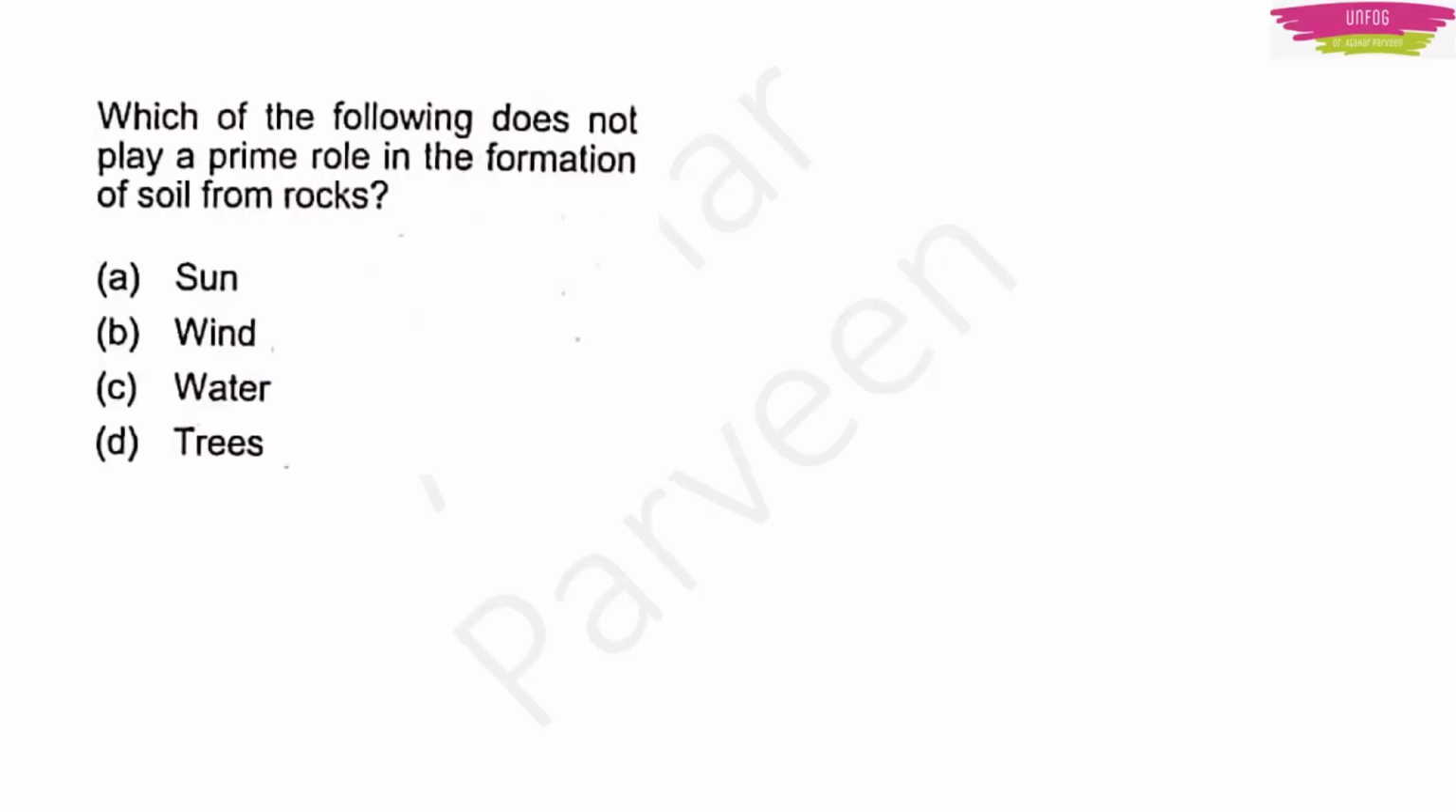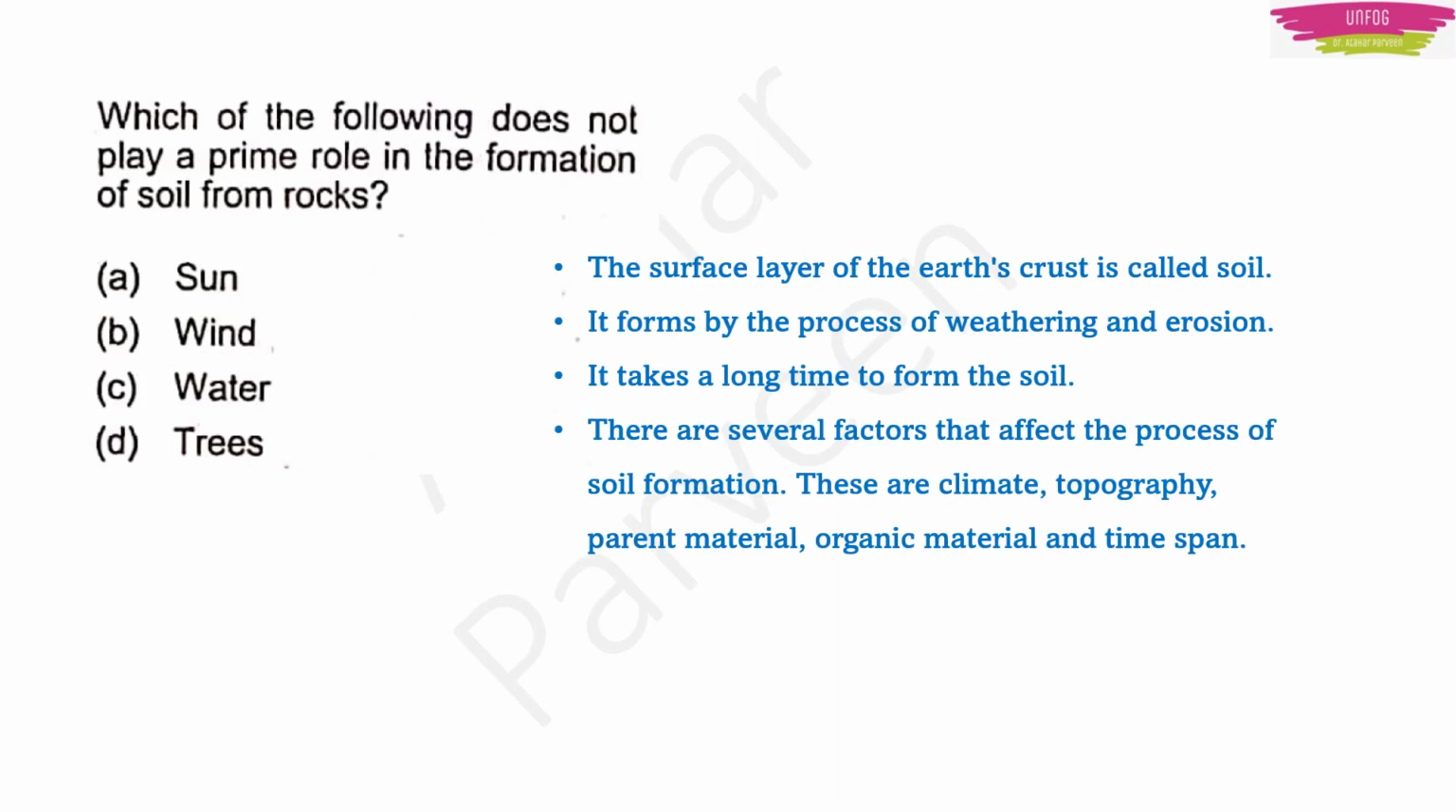Now, which of the following does not play a prime role in the formation of soil from rocks? They have given 4 options: sun, wind, water and trees. We have to mention which of the following will not play a prime, an important role in the formation of soil from rocks. Actually, the surface layer of the Earth's crust is called soil. All of you must be knowing what is soil, right? It is formed by the process of weathering and erosion.